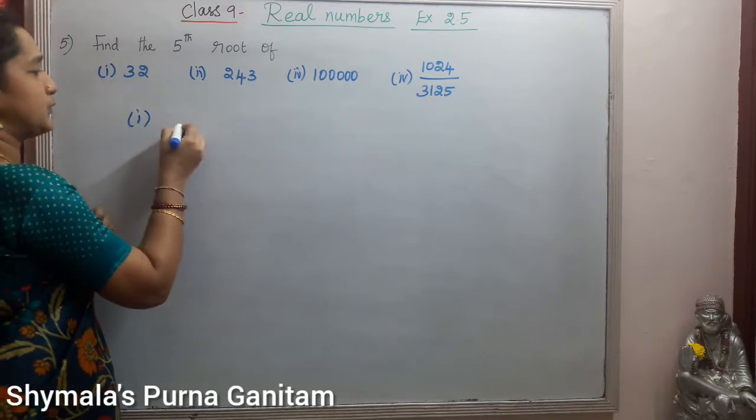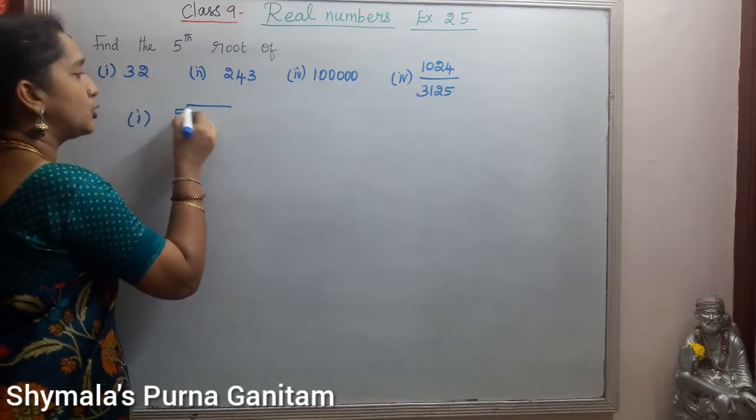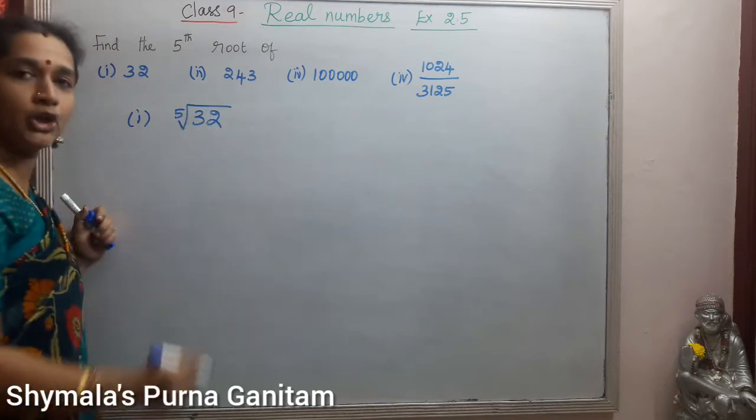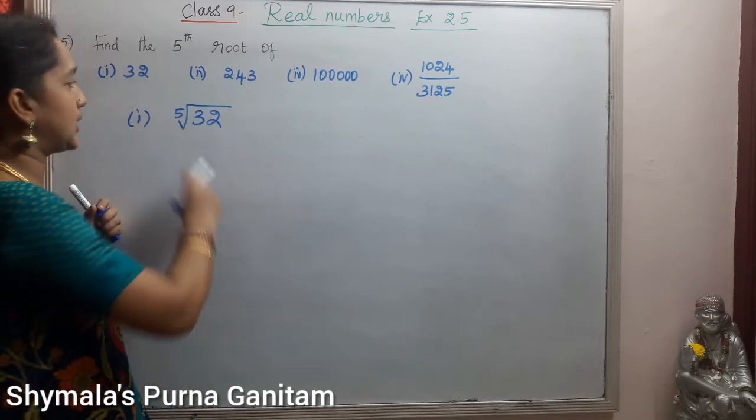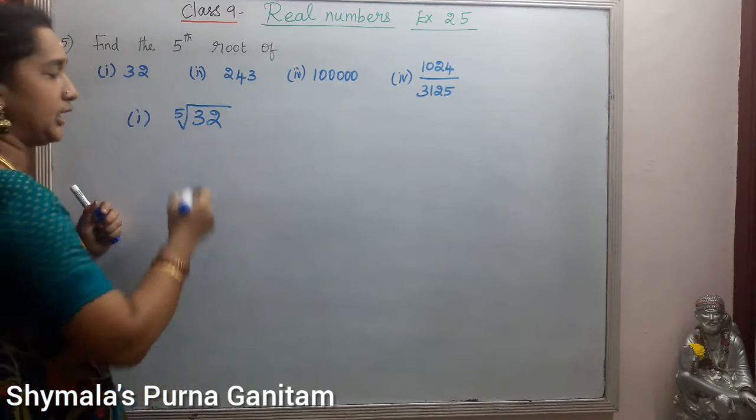So the meaning for this fifth root is the fifth root of 32. Like the cube root and so on. So like that, the fifth root of 32 we need to find.